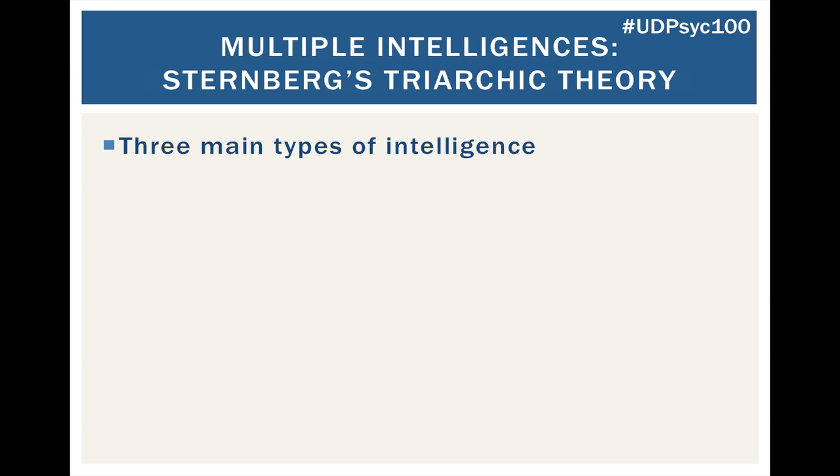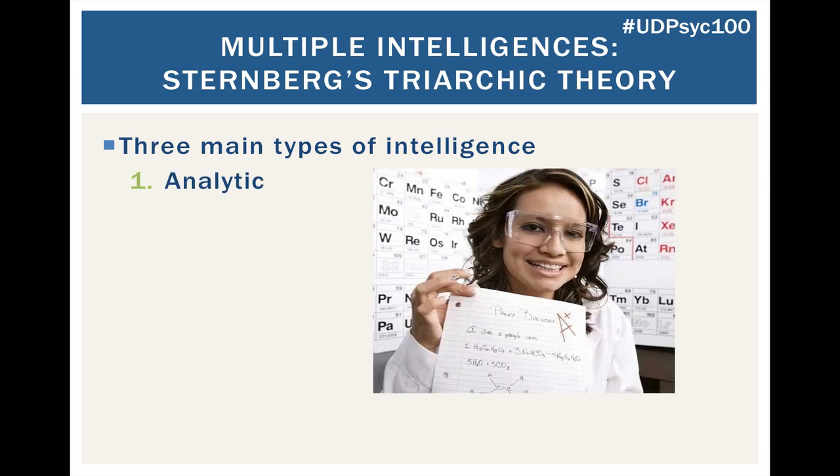Sternberg's triarchic theory broke down intelligence into 3 main types of intelligence. 1, analytic. Analytic intelligence is thought to be just our ability to acquire and store knowledge, to select the best strategies to learn information, and to use that to make decisions and solve problems. This form of giftedness, if you can call it that, or this form of intelligence, is the one that's tested most often in school.